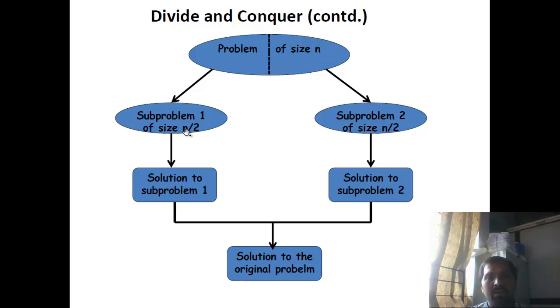Suppose it is not a big problem and we are able to give the solution to the subproblem, then we can get the solution to subproblem 1 and the solution to subproblem 2 independently. After getting the solutions to the subproblems, we can combine these solutions to get the solution to the original problem. So that is the aim of the divide and conquer approach.